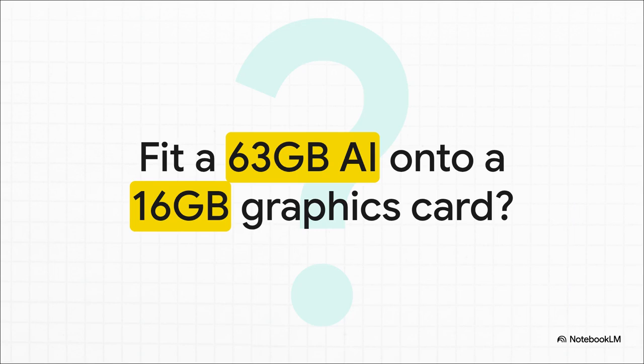So here's the big question, right? We've got this AI model that's a whopping 63 gigabytes. But a lot of us, maybe most of us, are working with graphics cards that have 16 gigs of video memory? Maybe even less. I mean, that seems completely impossible, doesn't it? How on earth can you cram all of that data into a space that's almost 4 times too small?